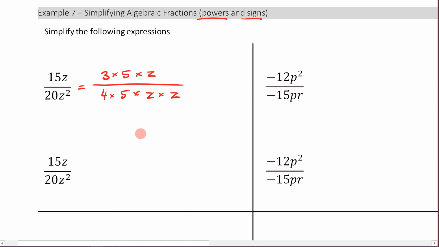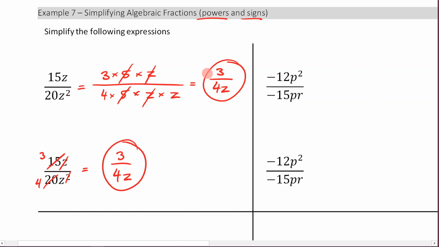And now we just cancel out our common factors. This 5 will cancel out with this 5, this z with this z. So now what I'm left with is 3 over 4z. So I'm just looking at what remains, 3 over 4z. But remember, the way in which I want you to approach this is go, all right, I have z here and I have z squared there. So this 1z will cancel out with one of these z's, so I'll cross off that squared. And then I've got 15 over 20, both of which are divisible by 5. 15 divided by 5 is 3, and 20 divided by 5 is 4. So that means I'm left with 3 over 4z. And just like that, I get the same answer.